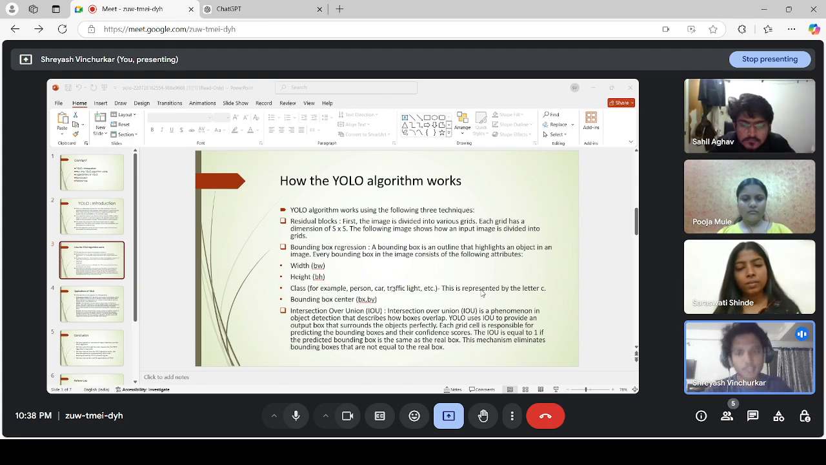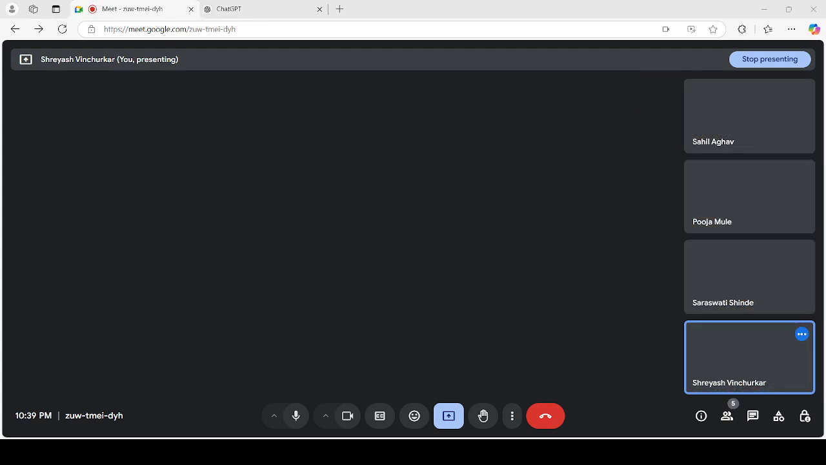So this IOU is basically used to distinguish between the real box and the bounding box, and also make sure that both of them are not equal, so that we can make sure the objects are getting labeled separately, and the whole image is getting recognized as separate. So now I'll hand over the mic to Pooja so she can explain the applications of YOLO.